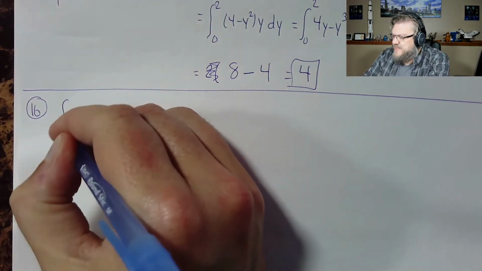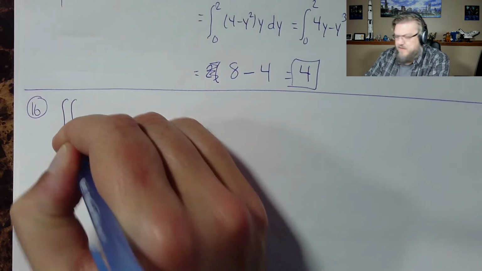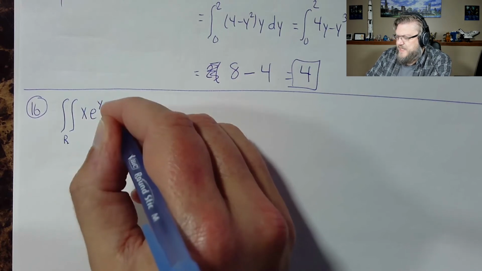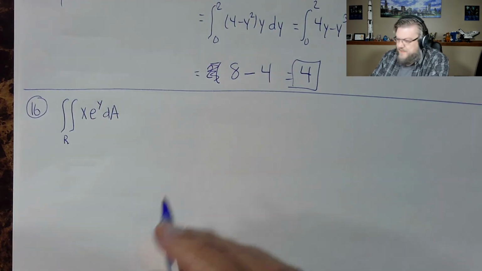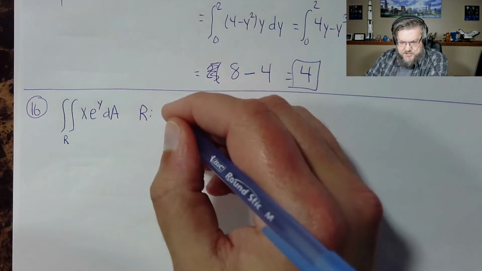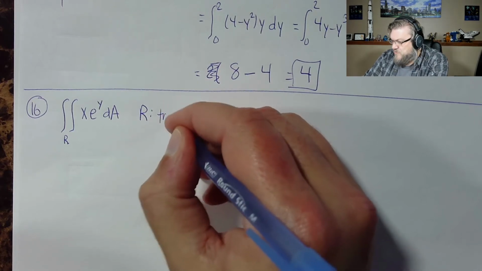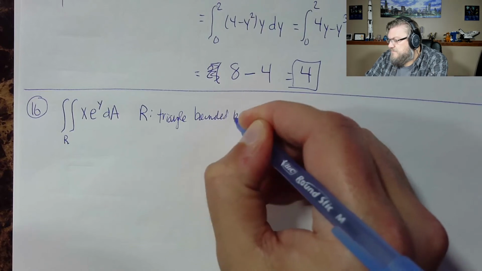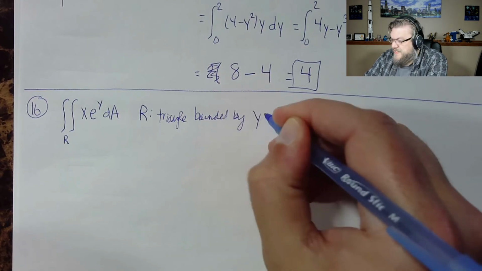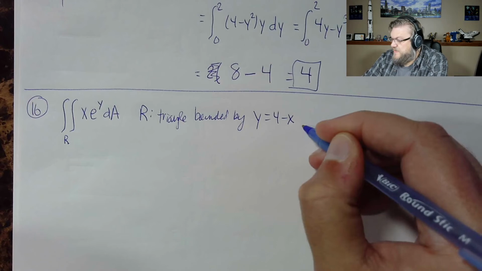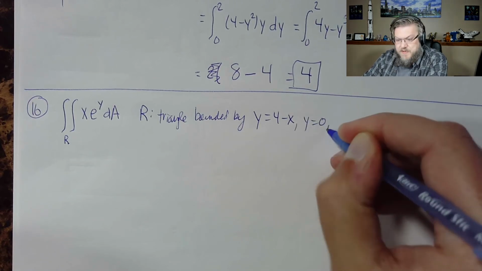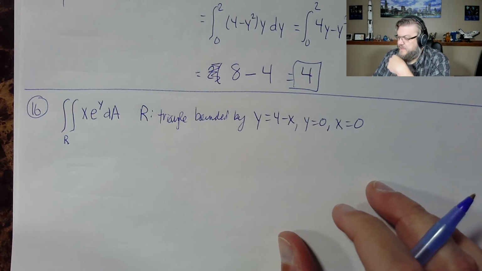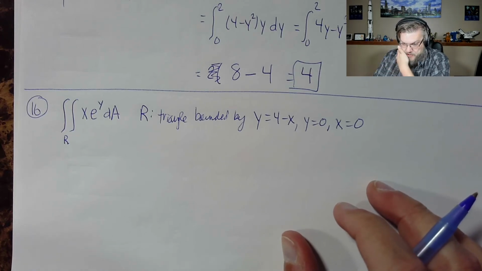They're asking us to calculate the double integral over R of x e to the y dA. They tell us that R is the triangle bounded by x, y equals 4 minus x, y equals 0, x equals 0. So, no picture here at all.